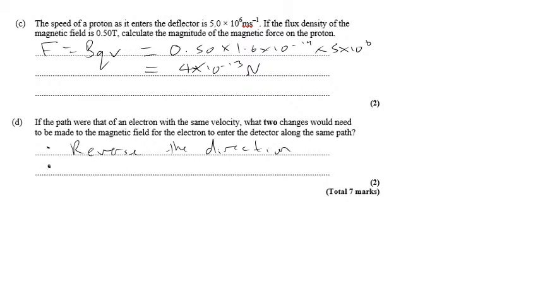The other property of the electron compared to the proton is that an electron is much lighter, so it will curve a lot more. So the strength of the field would need to be reduced. So reduce the strength of the B field.